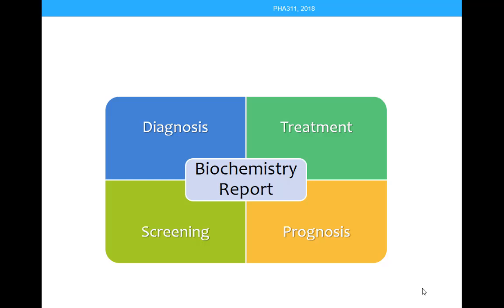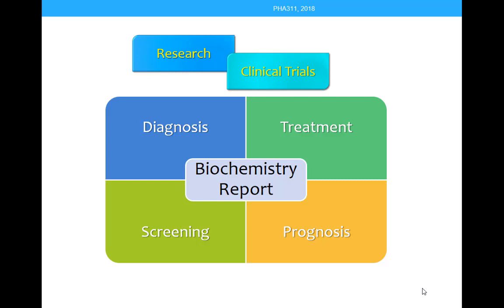Prognosis. Now these tests can also tell us whether the treatment the patient is receiving is working or not. So if you are doing the tests regularly, you can find out whether the patient is improving or getting worse. Okay. In addition to this, two more applications of clinical biochemistry are research and clinical trials.